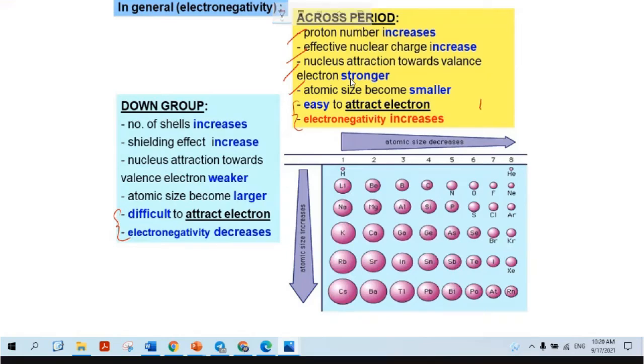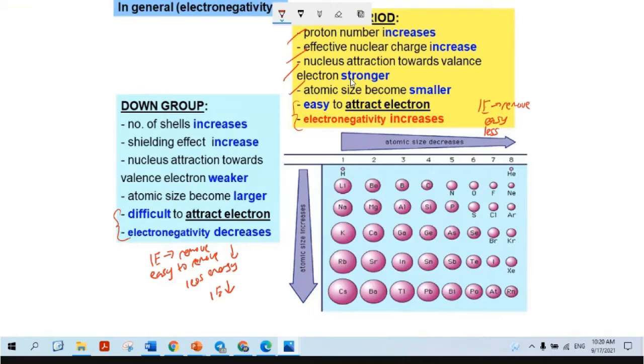IE is about removing electrons. If it is easy to remove, it means less energy is needed. So when going down the group, it is easy to remove. Easy to remove means less energy is needed. That is why IE decreases.